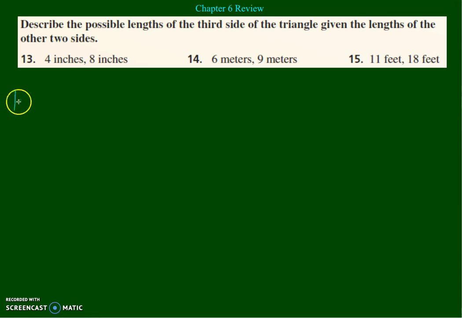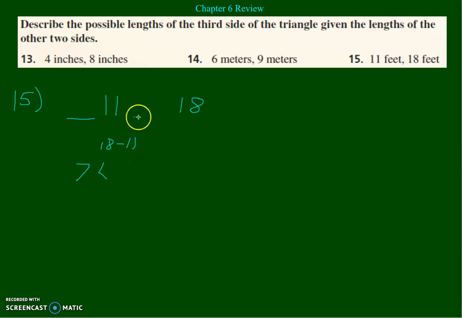Now for number 15, we have some slightly different numbers. So let's write down 11 and 18. Now, is there a number less than 11 that would give us a number added to 11 that gives us a number greater than 18? Yes, there is. So we take 18 minus 11, which gives us 7. So our lowest value that it could possibly be is 7.